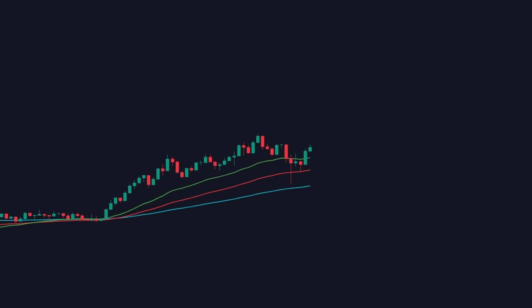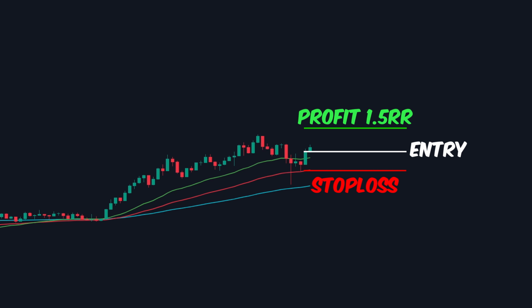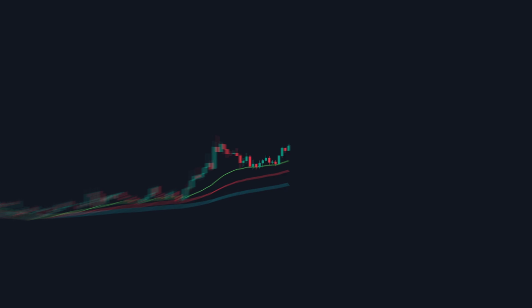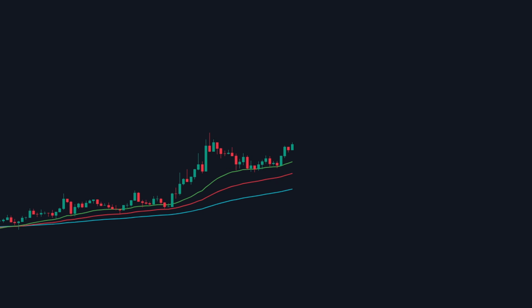Now for the exit strategy, let's say you took a buy position here. You want to set your stop loss at the 50 EMA, and for the profit target, we will set it at 1.5 risk to reward ratio. Here's an example of this strategy in action.